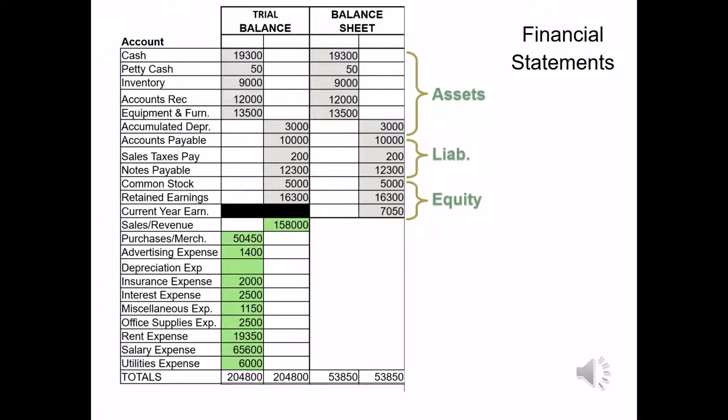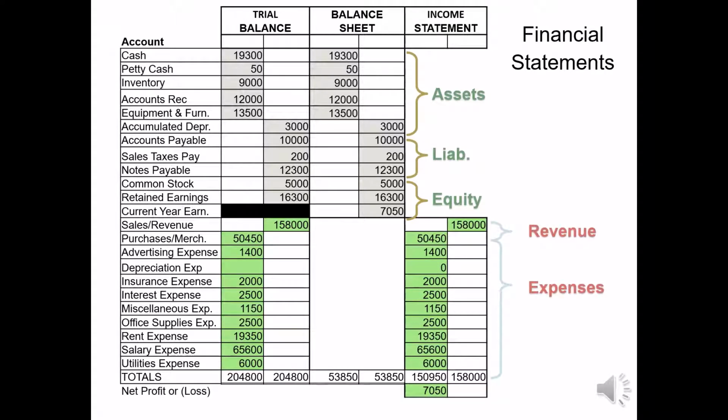We'll start at the top by taking our assets, our liabilities, and our equity accounts, and we'll move them over one column into our balance sheet column. Now we have prepared a balance sheet. As you can see, the balance sheet represents the accounting equation. Our balance sheet always has to balance, and you can see that it also balances here. It balances because I have put a number in for the current year earnings. I'll show you where that number came from.